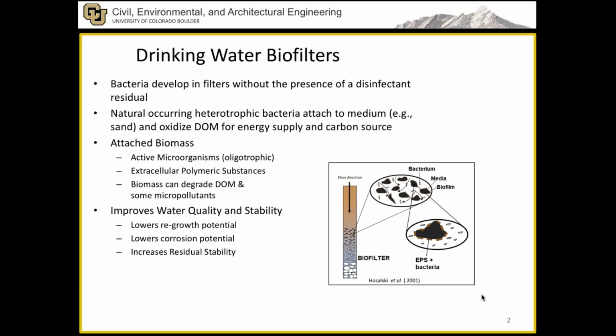Biofiltration also improves water quality and stability by lowering regrowth potential as well as lowering corrosion potential and increasing residual stability in the disinfectant system. Here in this diagram, you can see a flow biofilter column, and you can see the anthracite with the EPS and the bacteria attached around the anthracite.